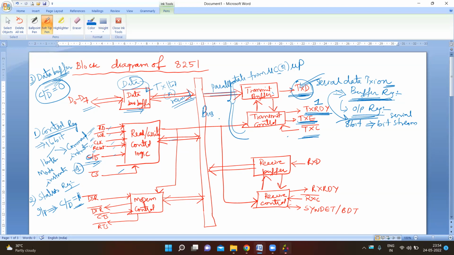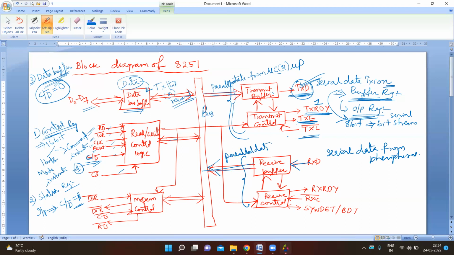Next one is the receiver section. The receiver section accepts the serial data from the peripherals and converts it into parallel data. Here it gives the parallel data.